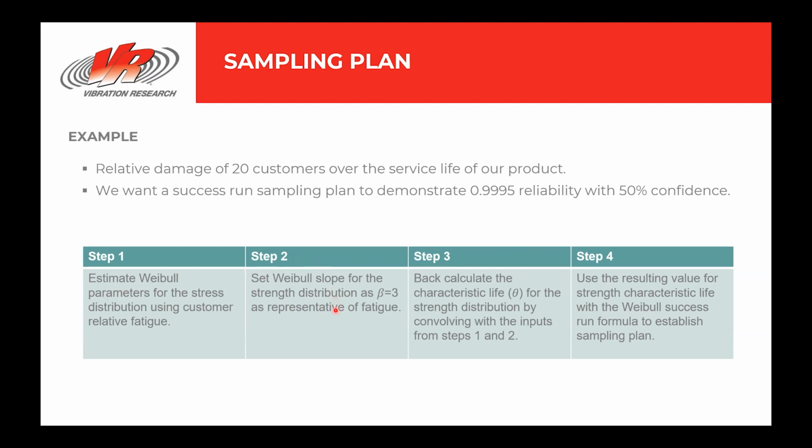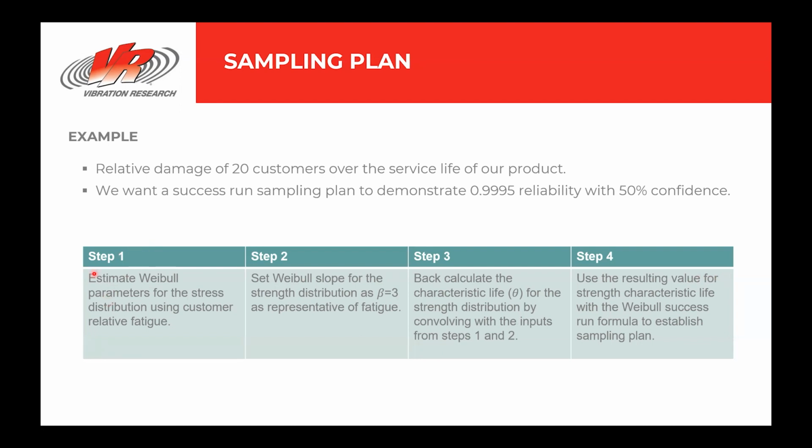And for our example, we're going to use beta equal to 3 as a generic representation for a fatigue failure mode. In step 3, we have to back calculate the characteristic life, that's the theta parameter, for the strength distribution by convolving with the inputs from steps 1 and 2. Then step 4 is to use the resulting value for strength characteristic life with the Weibull success run formula to establish a sampling plan. So just to recapitulate here, right, we need parameters for our customer distribution.